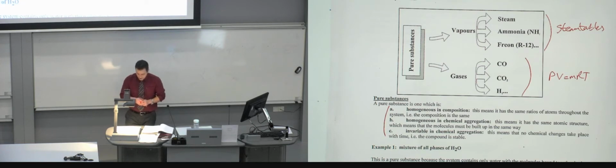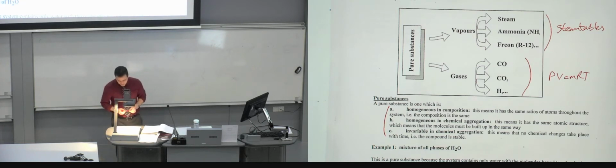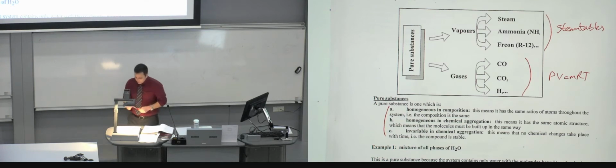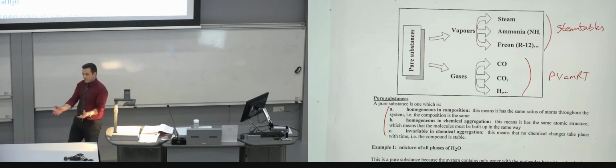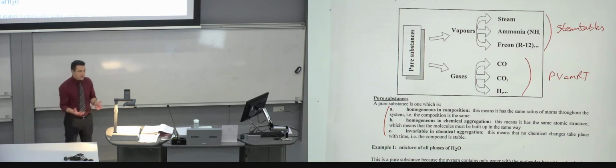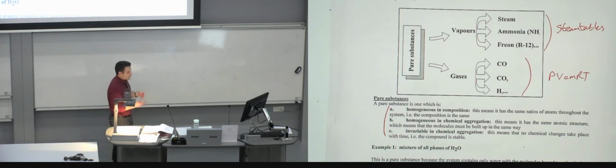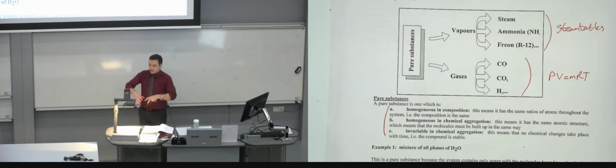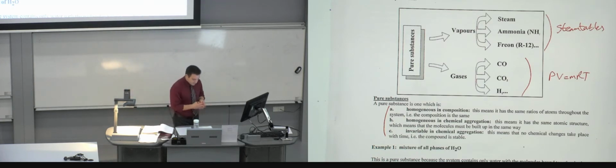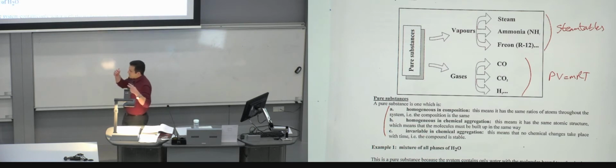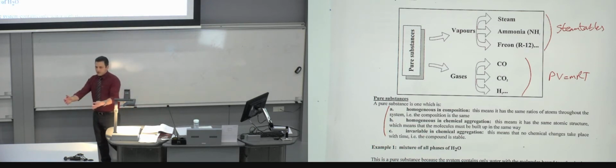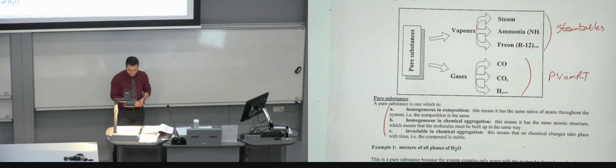a pure substance. And thirdly, there must be no chemical changes taking place with time. So if you leave this pure substance in a vessel, whether it's sealed or not, it shouldn't react automatically with its surroundings. Obviously, there are lots of caveats that we will put on this, but as a general term, for example, if you have ammonia, it's not going to change its composition over time if you leave it in a vessel or in a container.